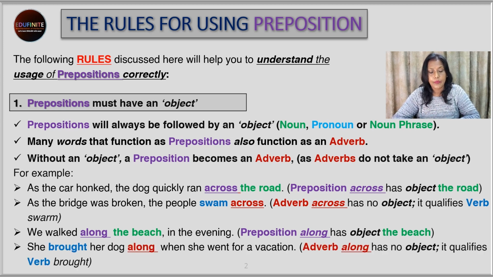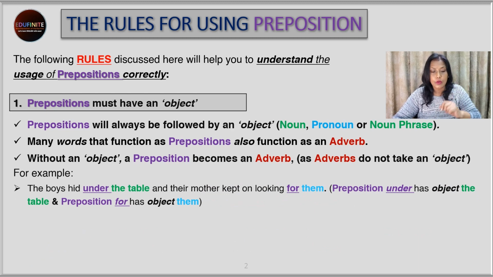Well, the next one. She brought her dog along when she went for a vacation. So, she brought her dog along. After along, there is no object. So, over here, along is the adverb and it qualifies the verb brought. She brought what? Her dog what? Along. So that along is the adverb over here.